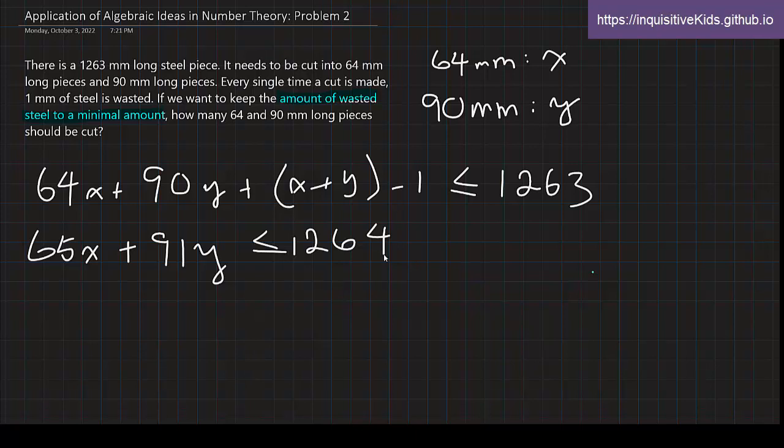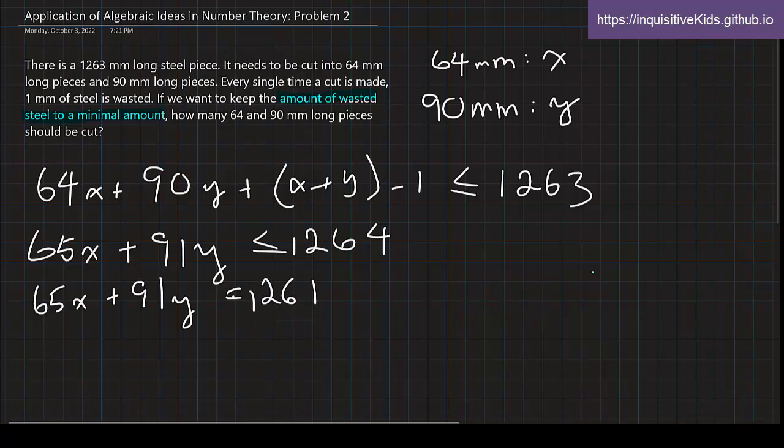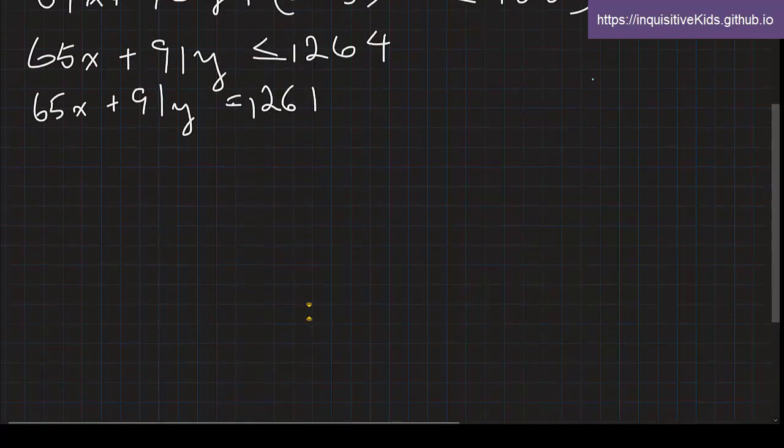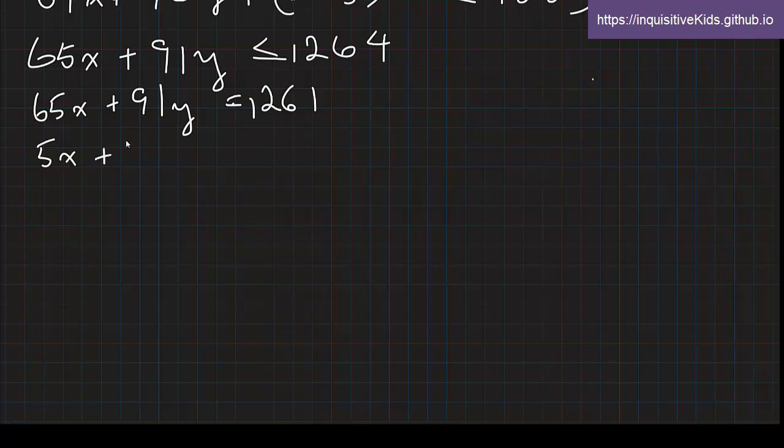So what is the closest multiple of 13 to 1264 that does not go over? That would be 1261. So let's first assume that 65x plus 91y is equal to 1261. Right, 1261 is less than or equal to 1264. So now we can divide 13 on both sides, and after you do that, we get 5x plus 7y is equal to 97.